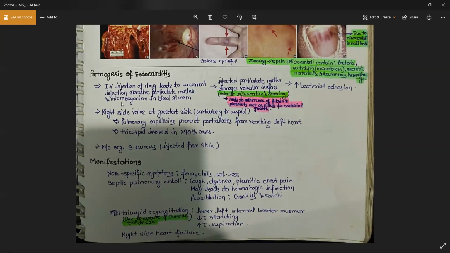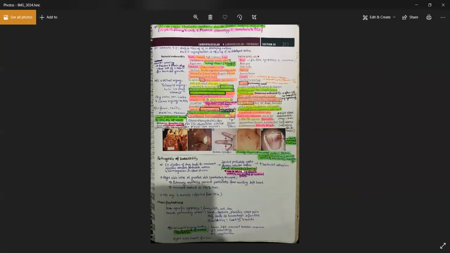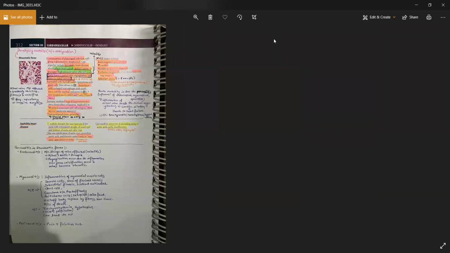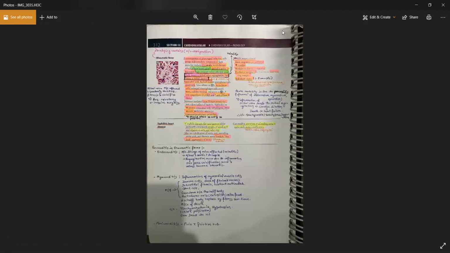Right-sided valves are at a very great risk because you inject a drug in the veins and first it has to go to the right heart. And for the right heart, the first valve would be the tricuspid valve. Manifestations we have discussed. Any doubt on endocarditis? No. Okay, so we will take a short break of 5 to 10 minutes here, and then we will meet again and discuss rheumatic heart disease.